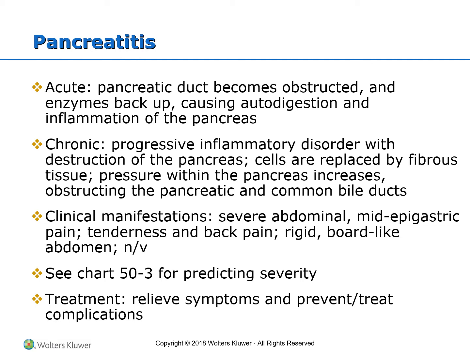Treatment, the patient will be NPO. They can get enteral feedings. If those are not tolerated, they'll get parenteral feedings, and they'll get pain management. And they will generally be NPO until the pain has subsided, and then they'll have food slowly reintroduced.